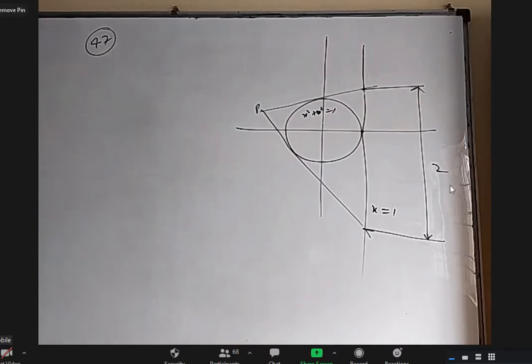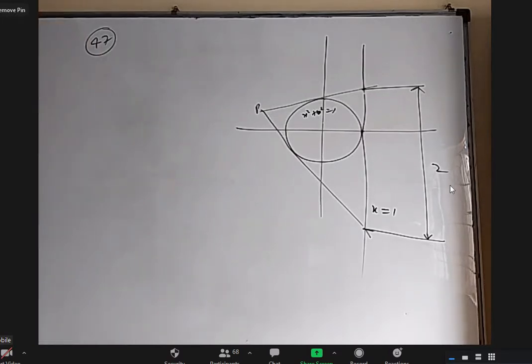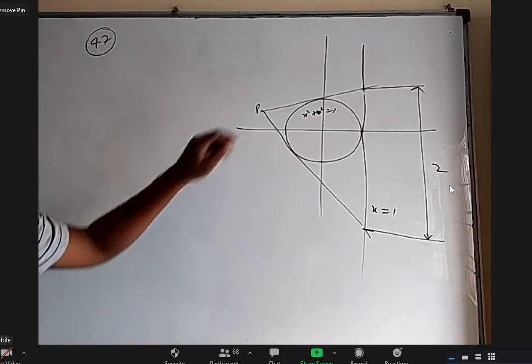Circle, sir. I don't know the shape. I think guessing the shape here is difficult. First, try to just do the procedure. Try to find the equation. We'll take P as x1 comma y1. After that, what?